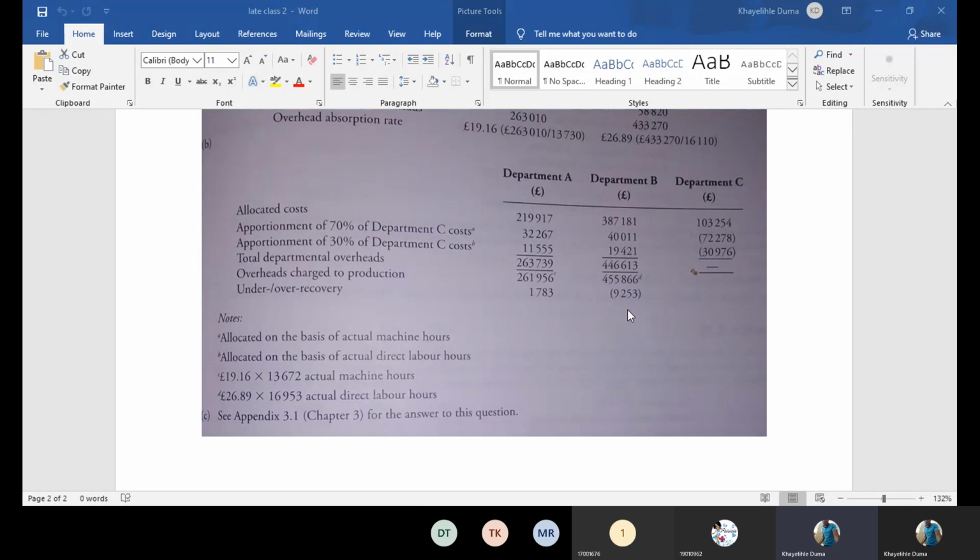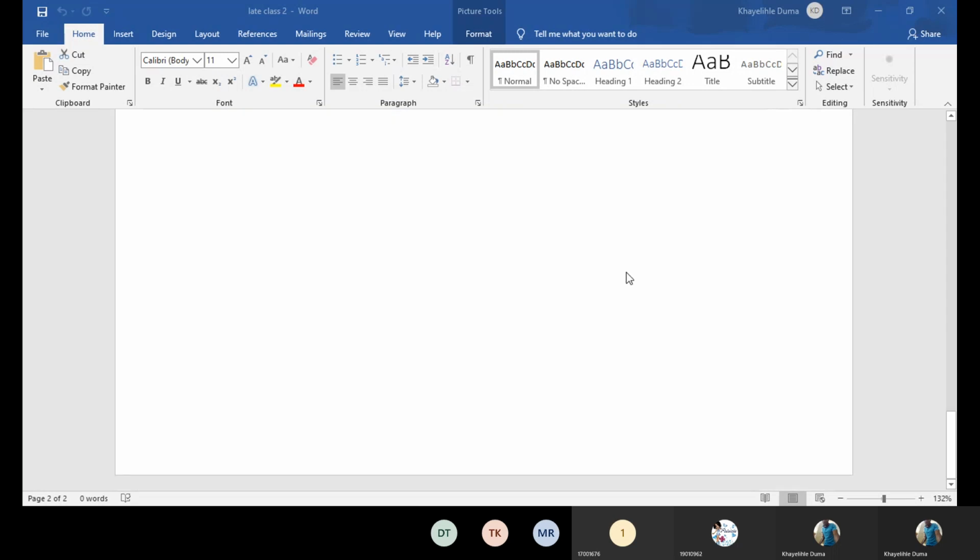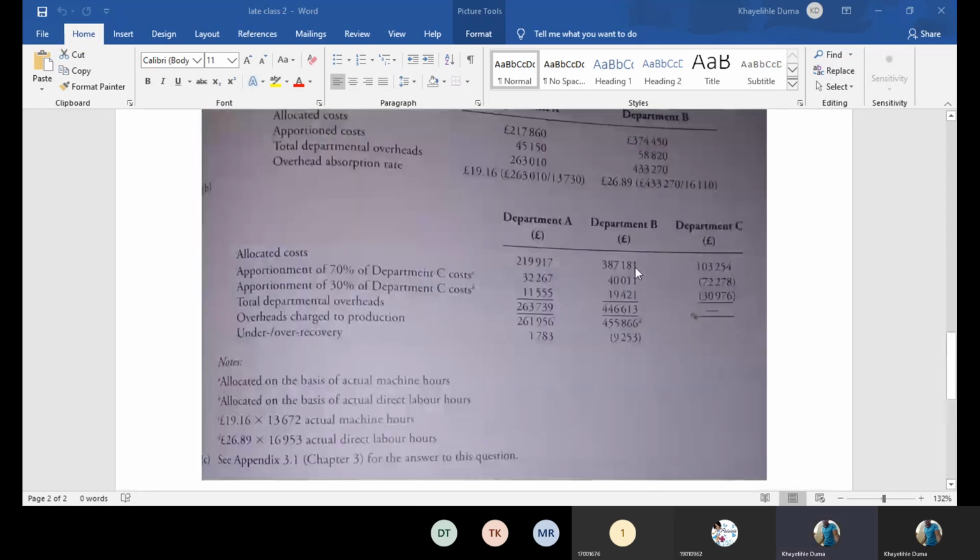Then it means that you have to pay to make it 0. If it's in brackets, it means that it's below 0, so you have to pay to make it 0. So in this case, there was an under recovery. It's in brackets. You have to pay to make it 0.